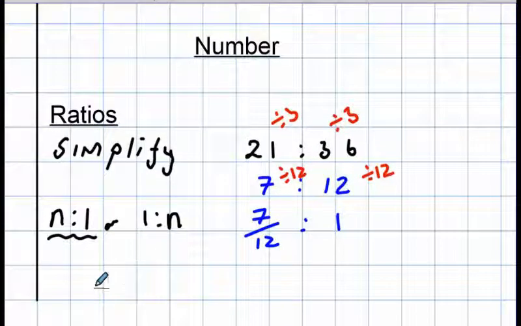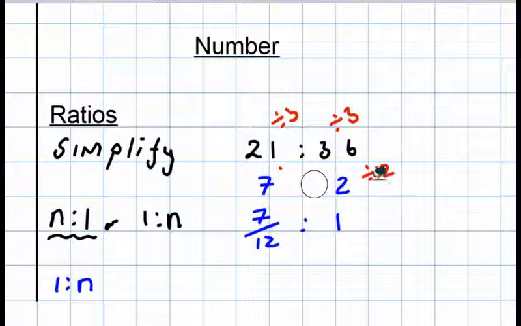If I wanted to turn it into the form of 1 to n, well then, I wouldn't divide both sides by 12, I would divide both sides by 7. Okay, so that turns the first number into 1. Hang on, I'm making a mess, pig's ear of this.